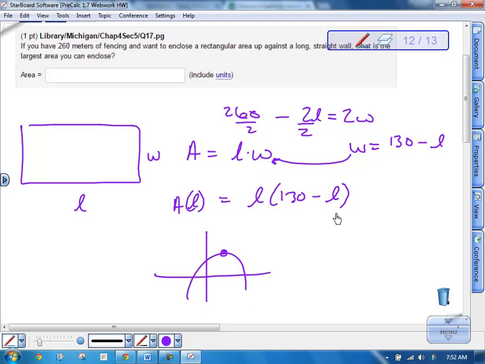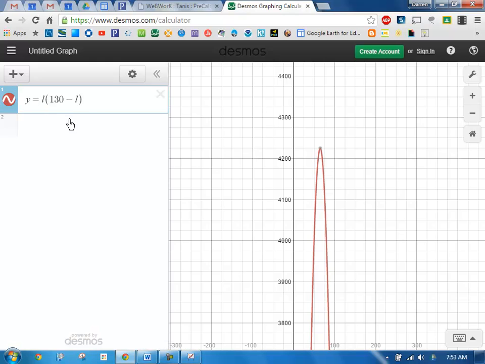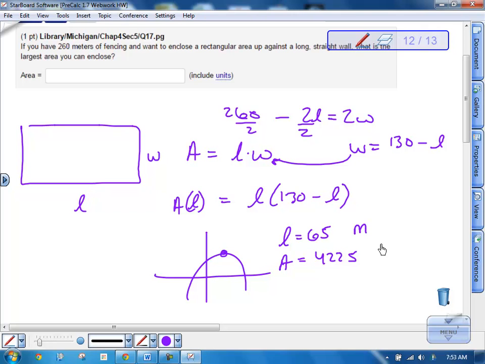I'll do that on Desmos real quick. Okay, you've got to type it in, and then you've got to scroll way up because it's a really narrow, steep, vertically stretched parabola. But at the top, 65, comma 4225 is the maximum. This would be square meters for area. So the length that maximizes the area is 65, and that maximum area is 4225.